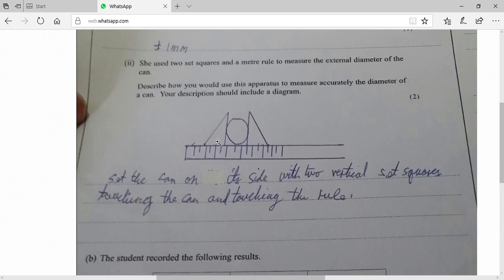Firstly, fix the can between the jaws of the apparatus, okay? And then you have to see if there is zero error, that means the main scale reading would coincide with the vernier scale reading. When both coincide, you have to see what the reading on the main scale is, and copy that. Then you have to see which part of the vernier scale is coinciding with the main scale. You have to multiply that by its least count, and then add that value to your main scale reading.